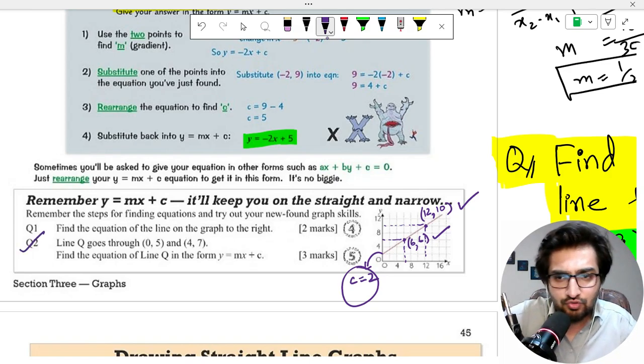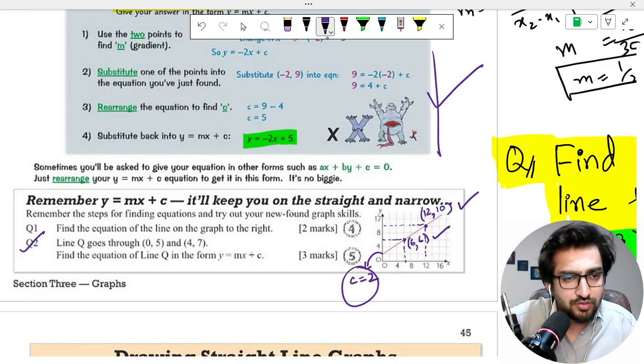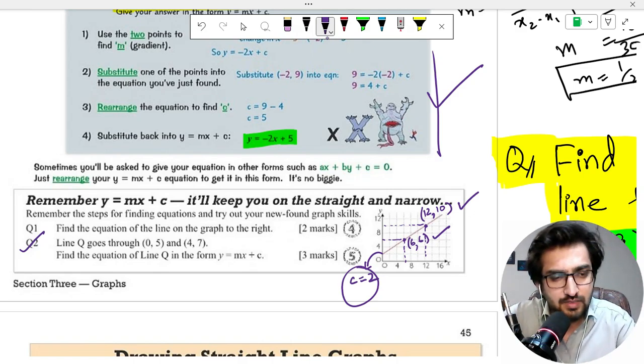Okay, for question number 2, you are given 2 points, but the value of c is not given, graph is not given. So what you need to do, you need to do this method which I have just explained to you in this example. So try this question, this is your homework, and I hope you will be able to solve that question now. Okay.